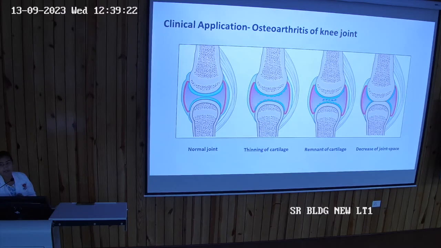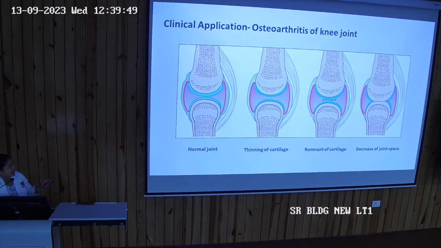Now osteoarthritis of the knee joint. Any joint is covered with the articular cartilage. So in this picture, we are showing you the knee joint only. Otherwise, it can happen on any joint. The most commonly involved joint is the knee joint here. So at the knee joint, we can see this blue color. This blue color is a cartilage. This is articular cartilage, hyaline cartilage, and this pink color is a synovial fluid.